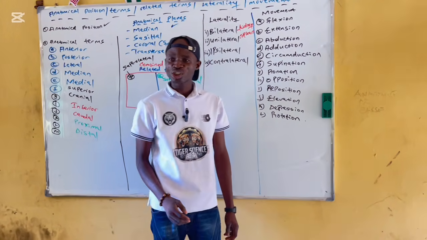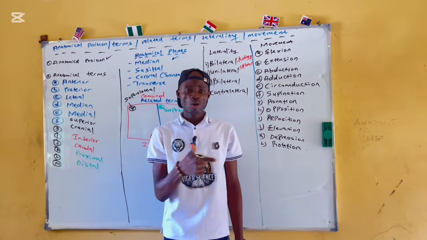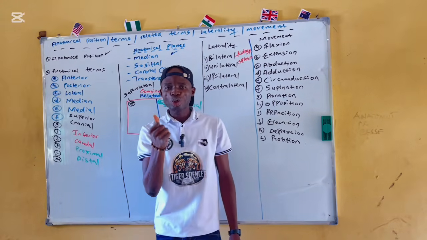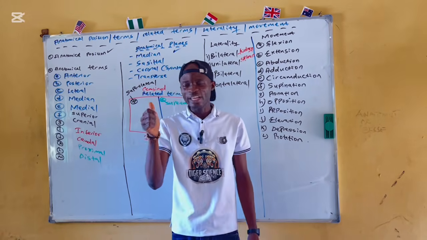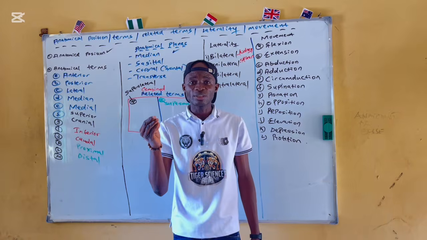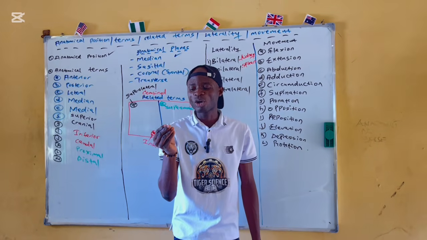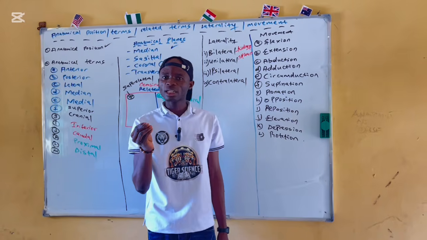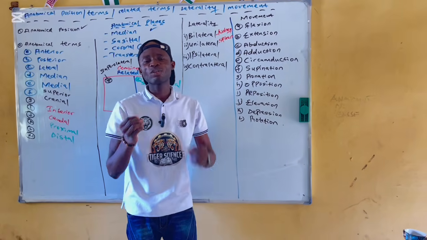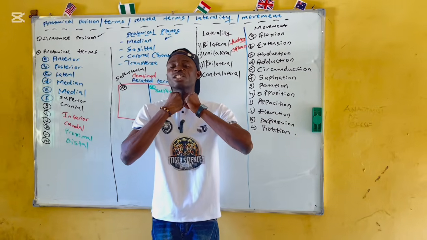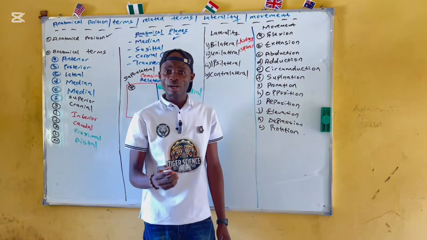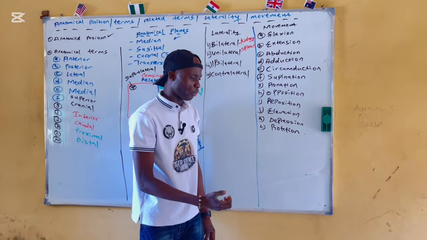The next one is opposition. Opposition is when the thumb moves. This is our thumb. It moves to the opposite of the other digits. An example of opposition movement is buttoning a shirt. When you want to button your shirt, or when your wife wants to button it for you in the morning, that's opposition. Another example is holding a cup.